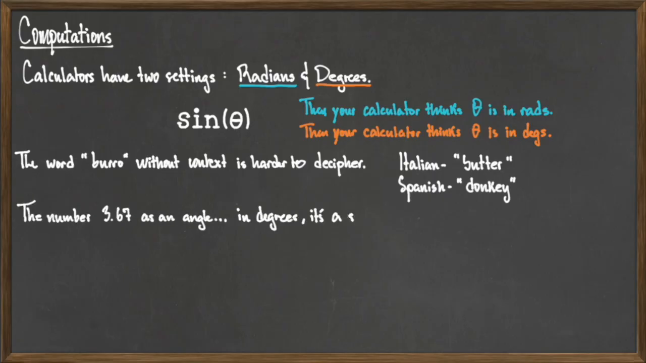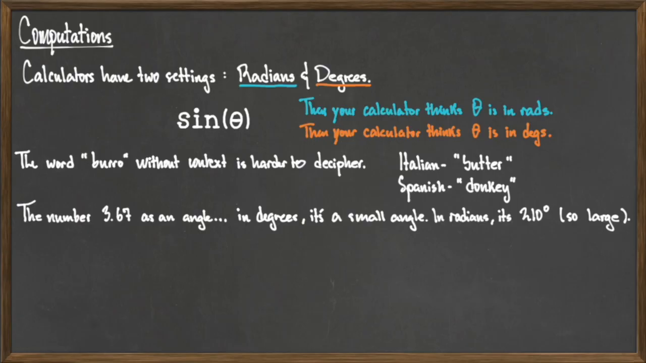Similarly, I need to attach a language to a number to understand its meaning. So when I give you the number 3.67 as an angle, in degrees, it's a really small angle, but in radians, it's a large angle. So until I actually know what unit of measure I'm looking at, or until I know what language I'm speaking in, the number 3.67 doesn't really have a lot of meaning, even when I know it's an angle.